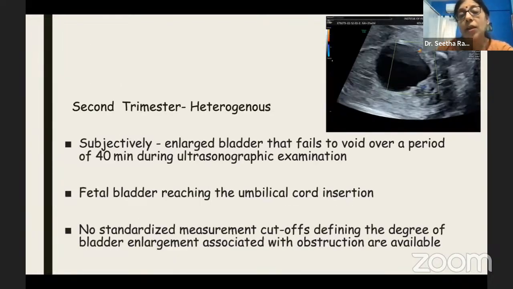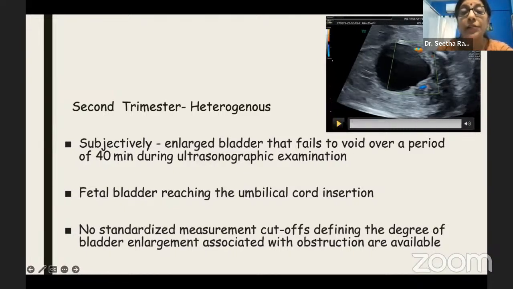In the second trimester, however, it is very heterogeneous. There are no clear-cut definitions or standardized measurement cutoffs. It is subjectively seen, and of course it is very obvious to the eye when there's an enlarged bladder. But what is important is that it fails to void over a period of time and continues over the entire ultrasonography examination, or you may have to call her back after half an hour to see if it is persistently enlarged or not.